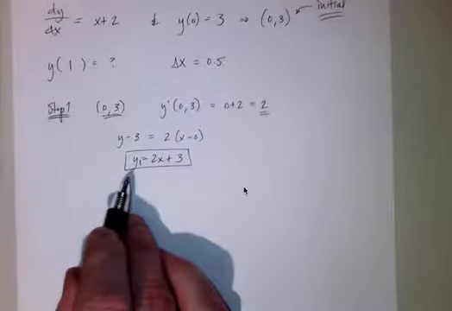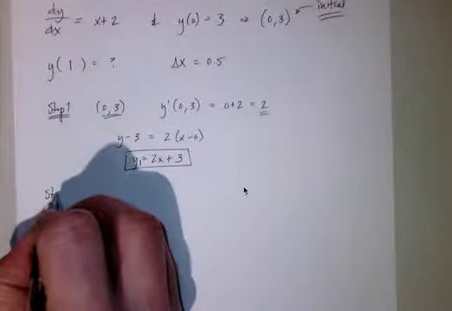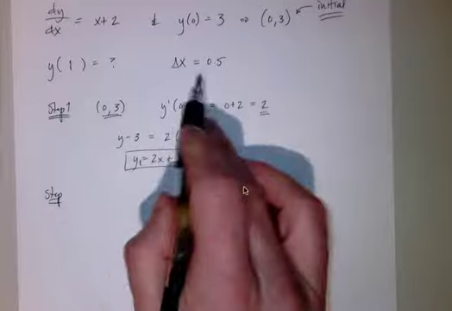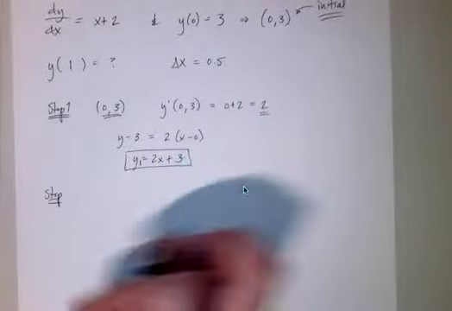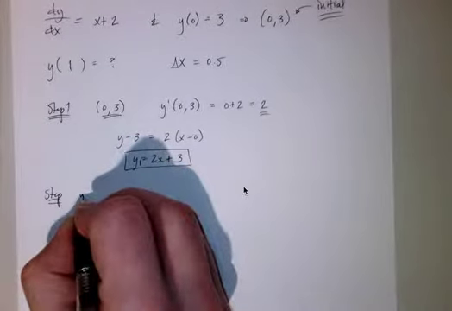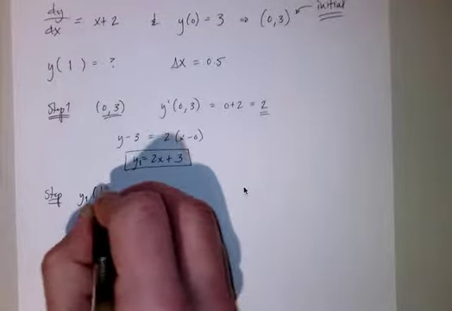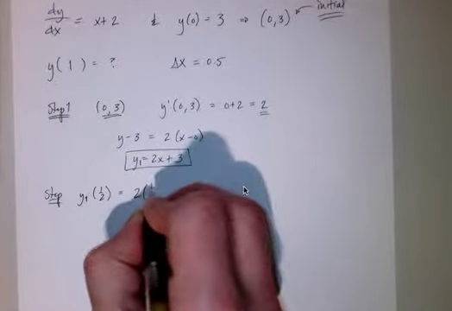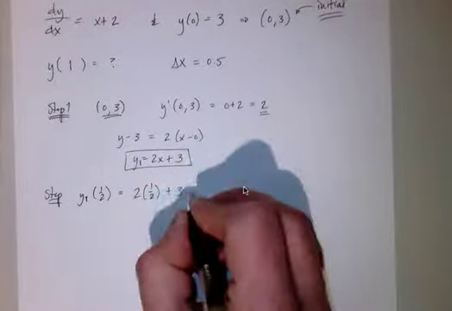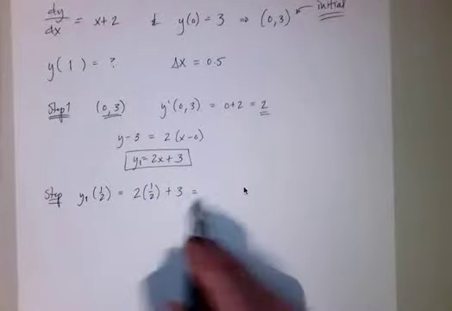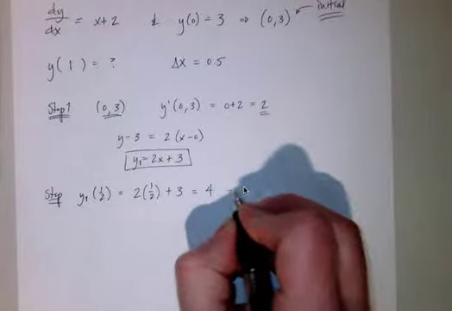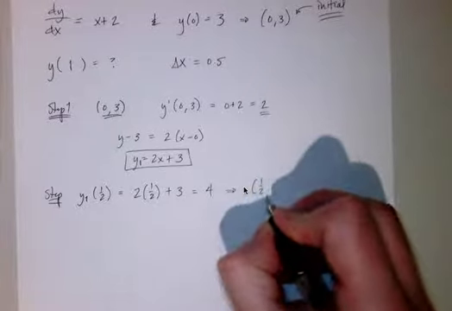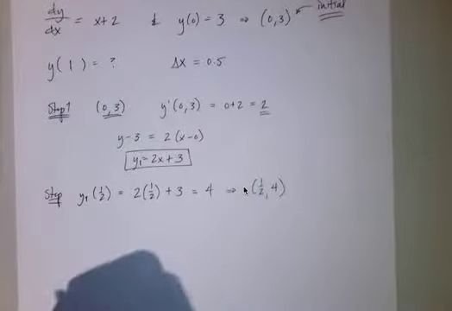I need to evaluate that at the first step, at 1/2. So I need to go ahead and do y1 at 1/2, and that's going to be 2 times 1/2. That actually makes the arithmetic rather easy. It's going to be 1 plus 3, or 4. So our new ordered pair is (1/2, 4).